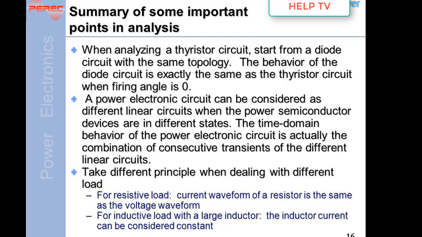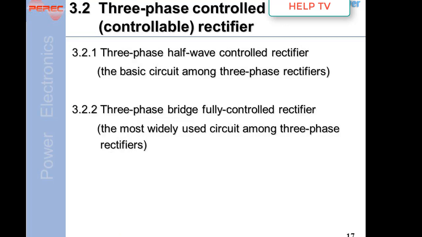The time domain behavior of the power electronic circuit is actually the combination of consecutive transients of the different linear circuits. Take different principles when dealing with different loads. For resistive load, the current waveform of the resistor is the same as the voltage waveform. For inductive load with a large inductor, the inductor current can be considered constant.